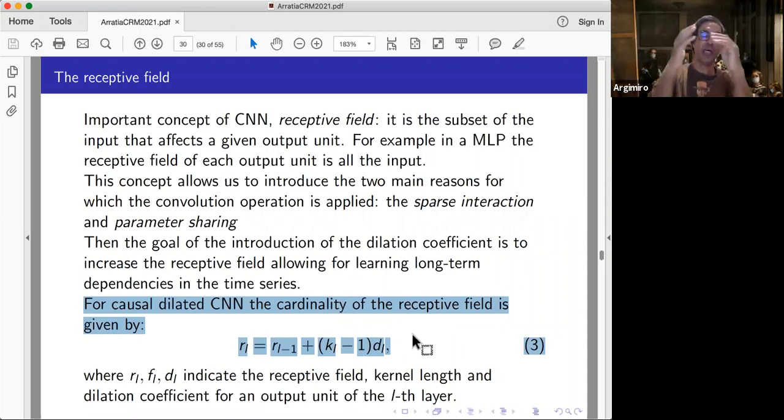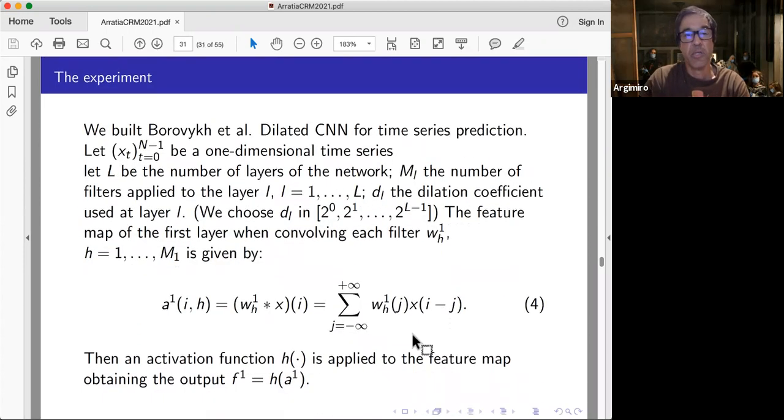By having a larger receptive field, you're supposed to have a longer memory. So our experiment is we're going to build the Borovykh et al. dilated CNN for time series prediction. Let X_t be a one-dimensional time series, and L the number of layers of the network, M_L the number of filters applied to the layer, and D_L the dilation coefficient.